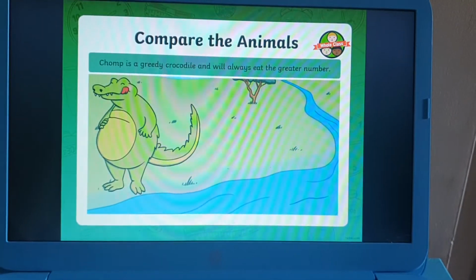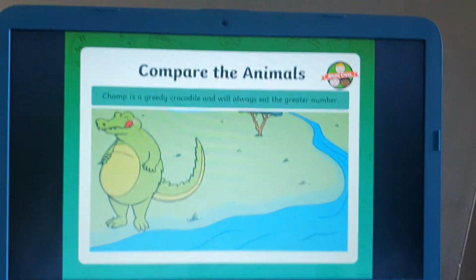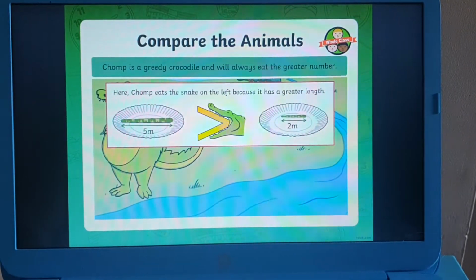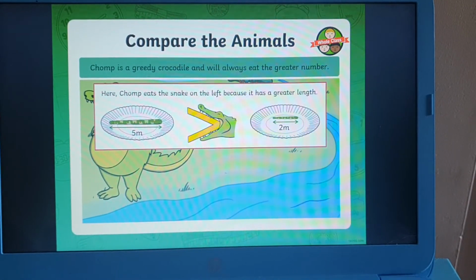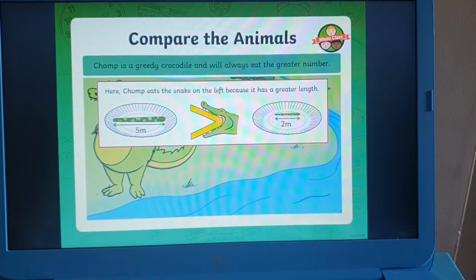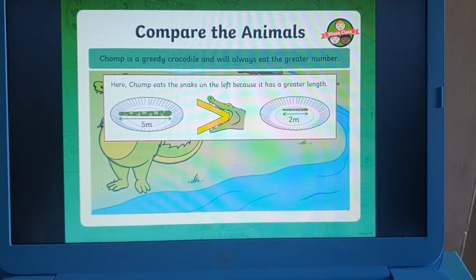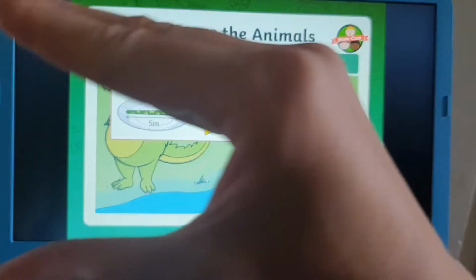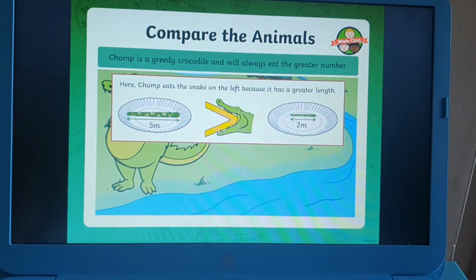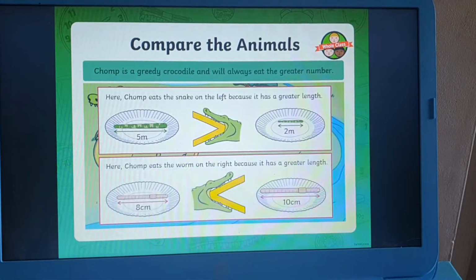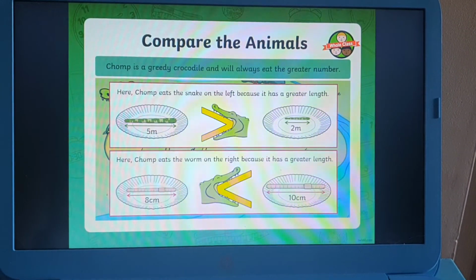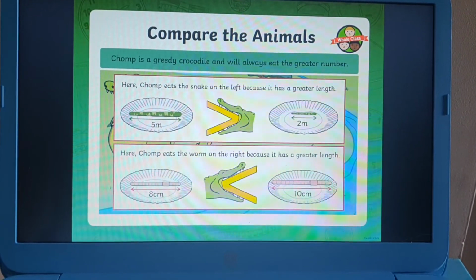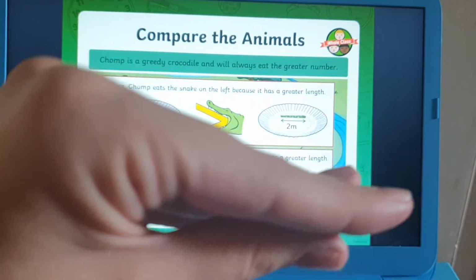Chomp is a greedy crocodile and always will eat the greater number. So we've done lots of practicing of greater than, less than and equal to. Here Chomp eats the snake on the left because it is a greater length. So remember that the crocodile's jaws are always going to open to eat the bigger number. Here Chomp eats the worm on the right because it is a greater length. It's bigger. Remember, he's eating that bigger number.